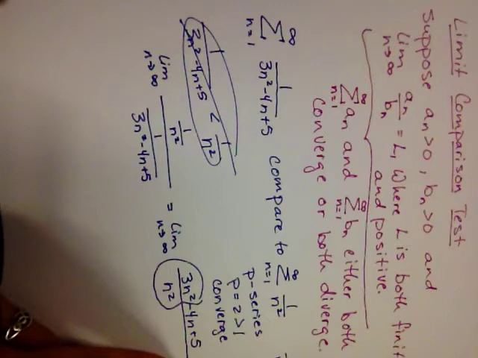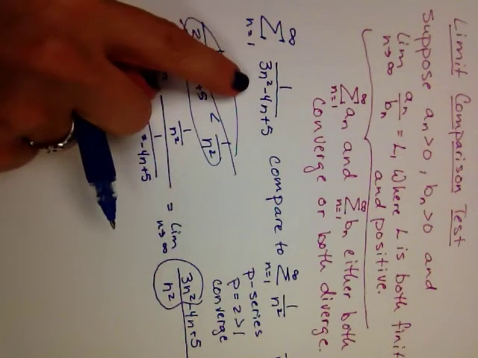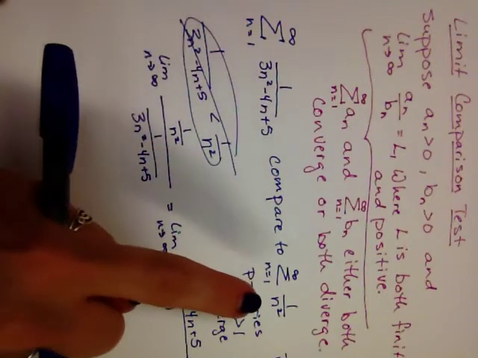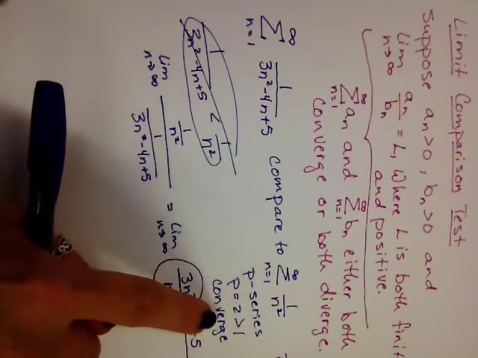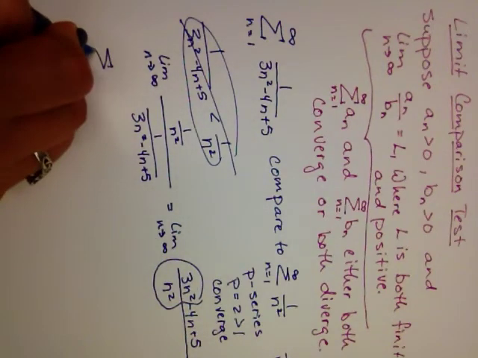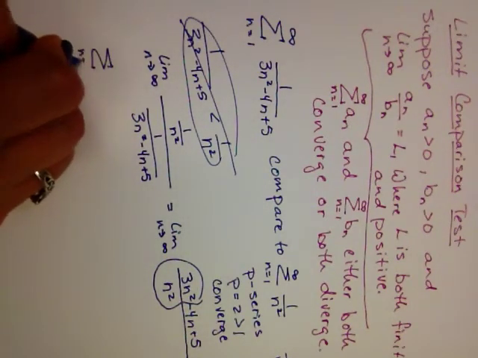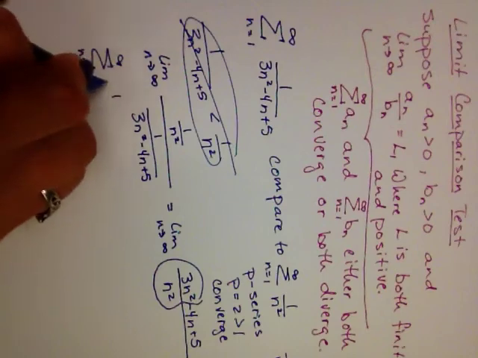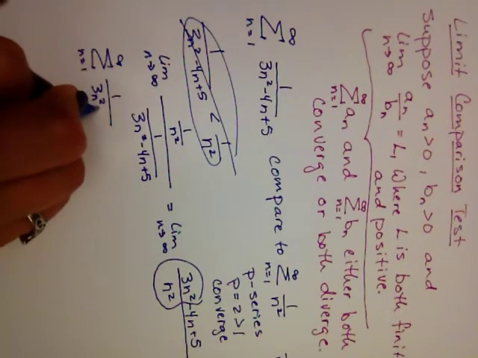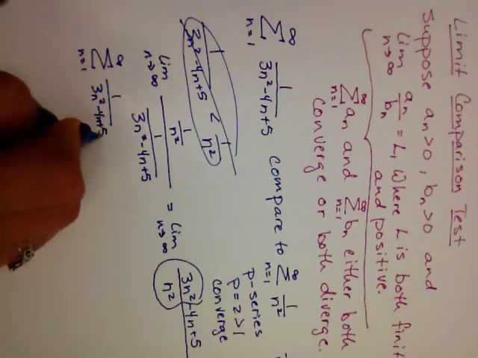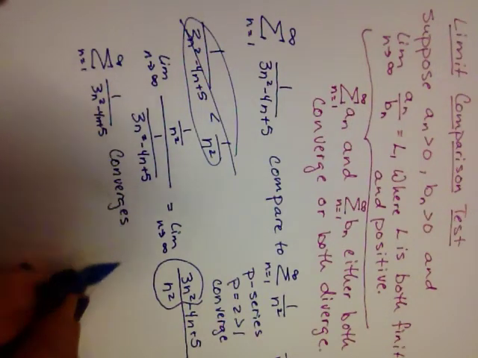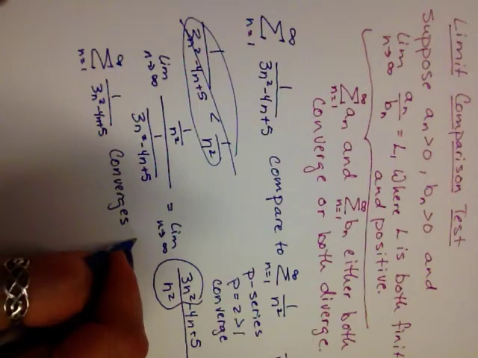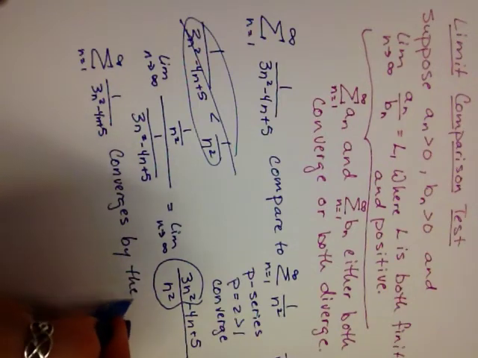3 is both finite and positive. So this series will do whatever this series did. They are of a size. So since this one converges, I know that the sum from n equals 1 to infinity of 1 over 3n squared minus 4n plus 5 converges, not by the direct comparison test, but by the limit comparison test.